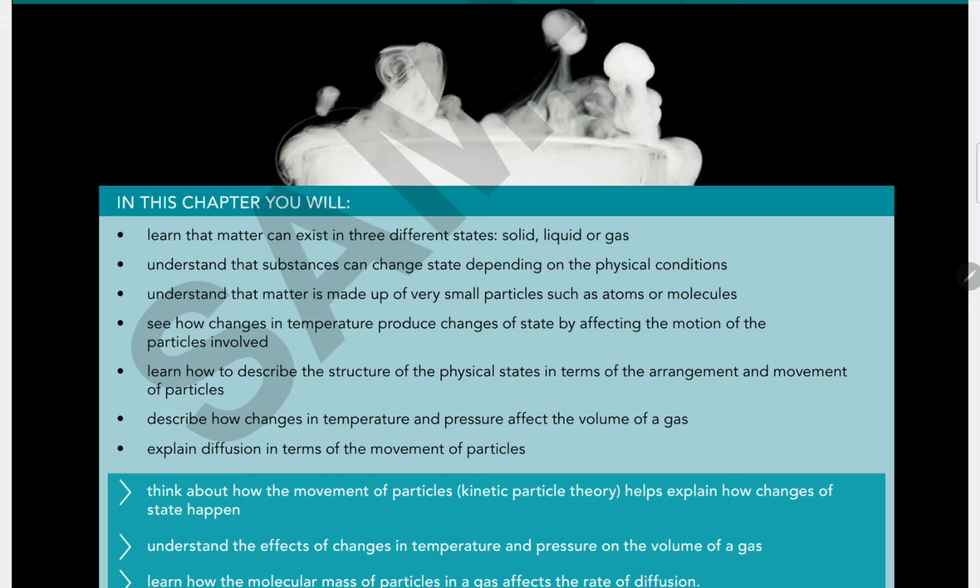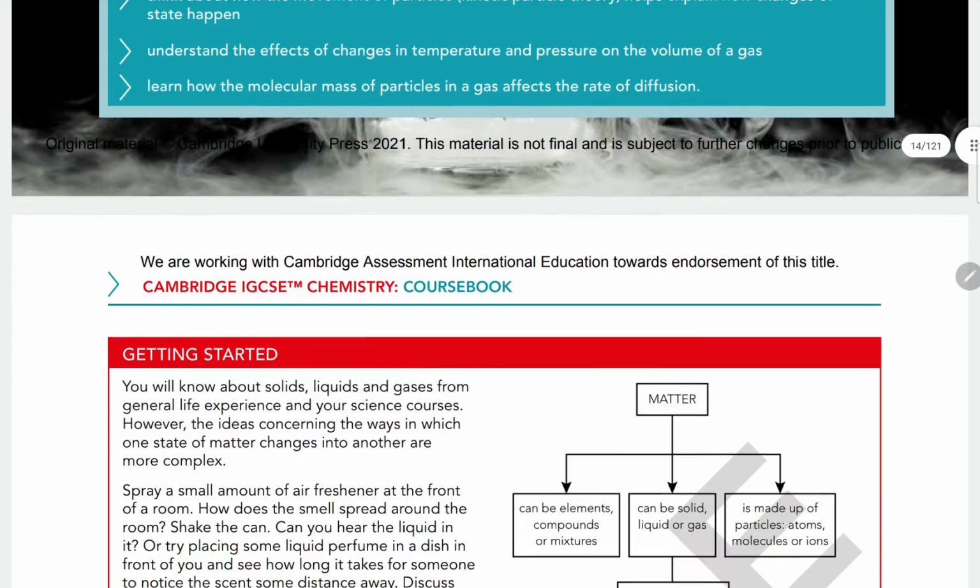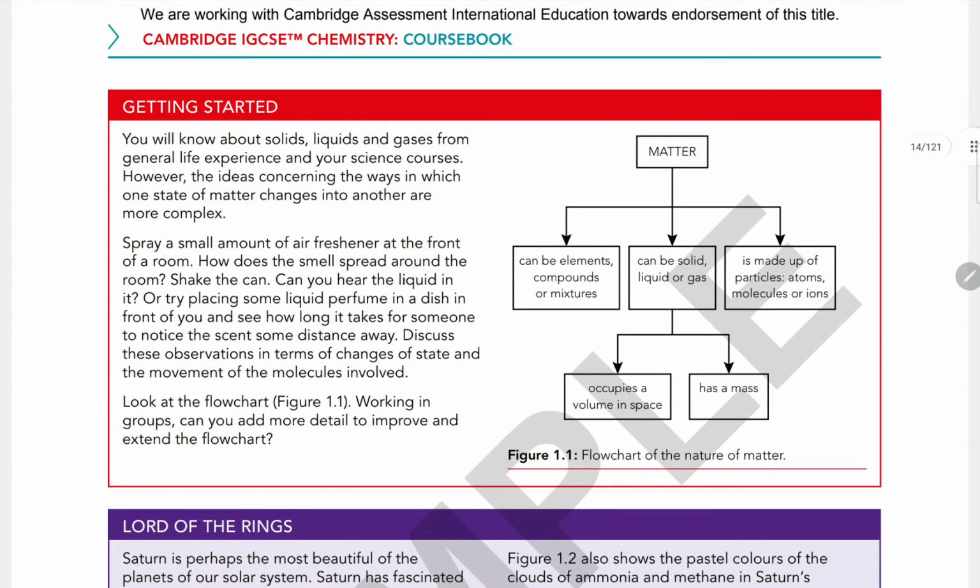of particles. So here additionally we will be learning about the movement of particles, that is kinetic particle theory. We have already studied the particle theory in lower classes. So now we are going to study kinetic particle theory, and we will be understanding the effect of changes in temperature and pressure on the volume of gas, and learn how the molecular mass of a particle in a gas affects the rate of diffusion. So these are all the topics which we are going to study.